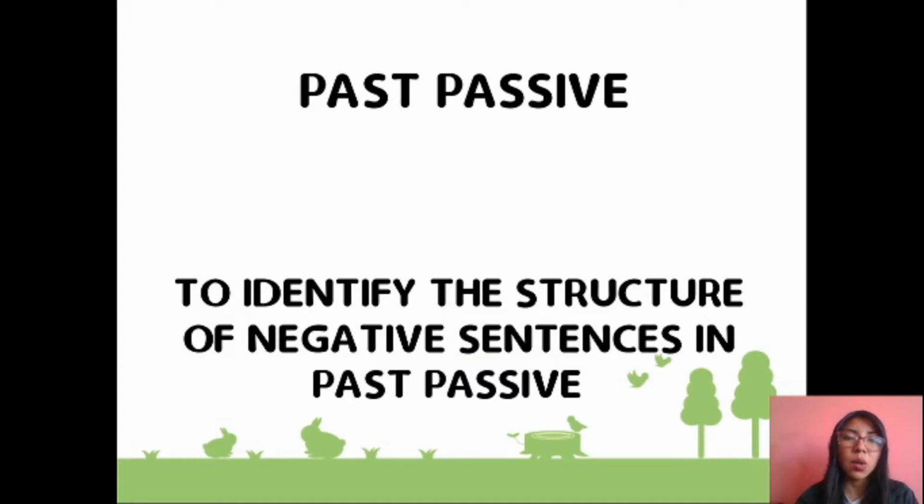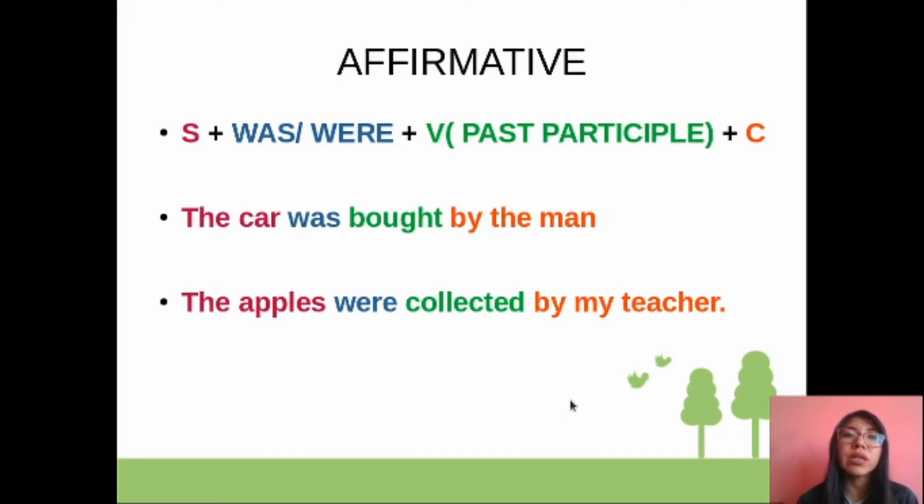Well, as I said at the beginning, we are going to review the past passive. And what is the objective for today? Pay attention. To identify the structure of negative sentence in past passive. Okay? So at the beginning we are going to see the affirmative sentence.